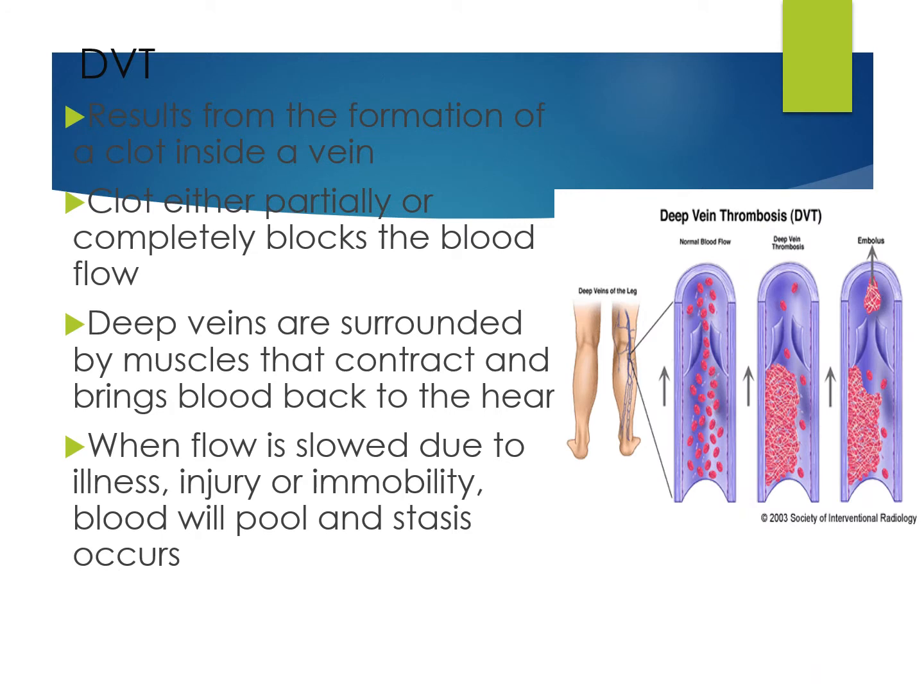The DVT results from the formation of a clot inside of a vein. The clot either partially or completely blocks the vein, and it stops blood flow or limits blood flow. The deep veins are surrounded by muscles that contract and bring blood back to the heart. When blood is slowed due to illness, injury, or immobility, blood will pool and stasis will occur. And that's a huge problem, and one of the best ways to prevent that from happening is that the muscles that surround those deep veins need exercise. It's an essential part of circulation to allow for the contraction of that muscle.